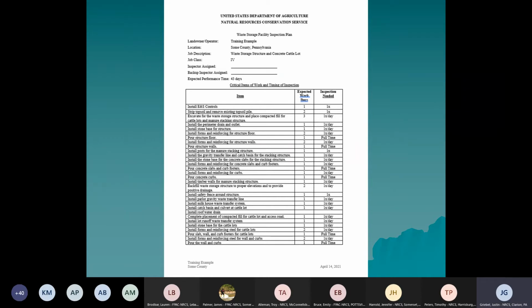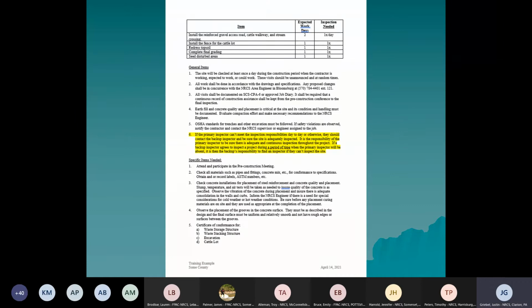But the next part of the quality assurance plan just lays out the roles and responsibilities. The part you really need to pay attention to, we have a lot of trouble with, is the primary inspector. If they can't be on site, it's their responsibility to line up a backup inspector and to coordinate with that person to ensure that inspection is always being done on the project.